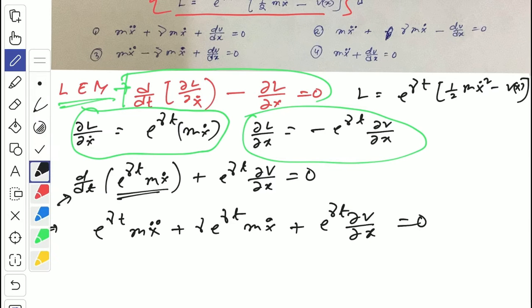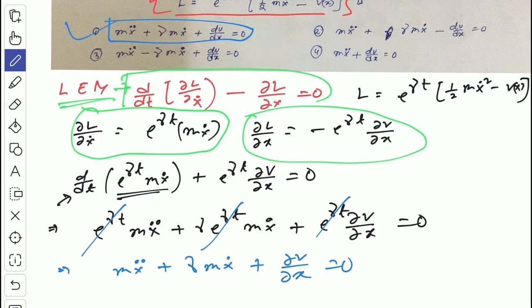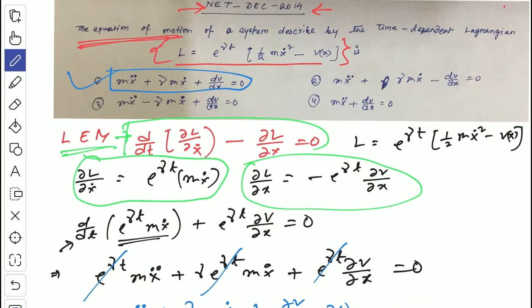Now which term can you cancel here? You can see clearly the common factor. If you divide both sides by e to the power gamma t, you will get m x double dot plus gamma m x dot plus del V by del x is equal to 0. Now check the options, which option is correct. Option 1 is correct, I hope. Yes, this is option 1.